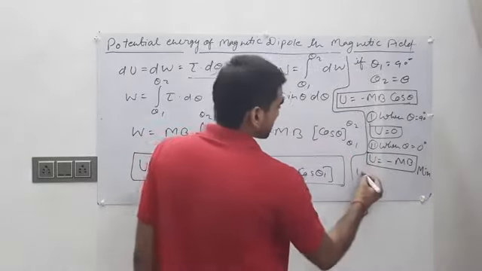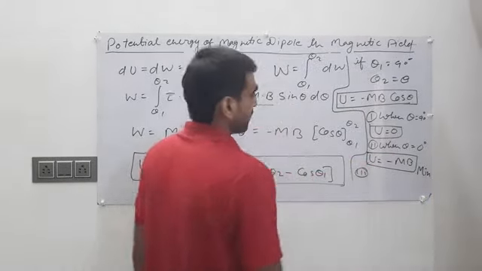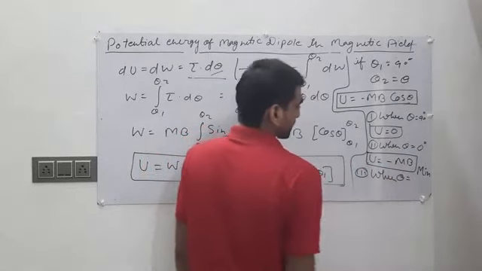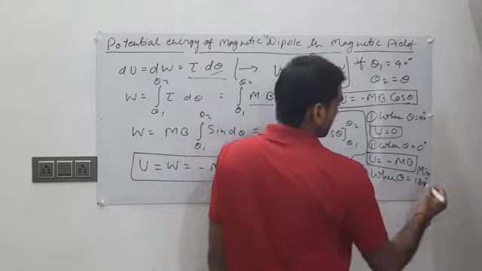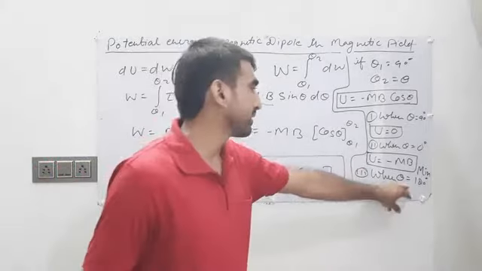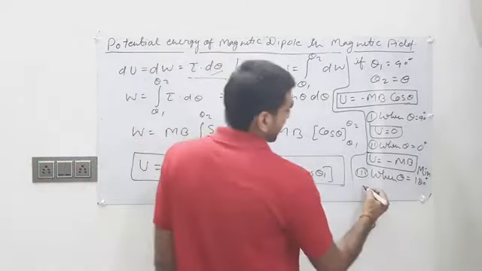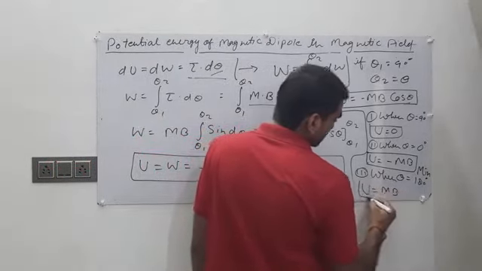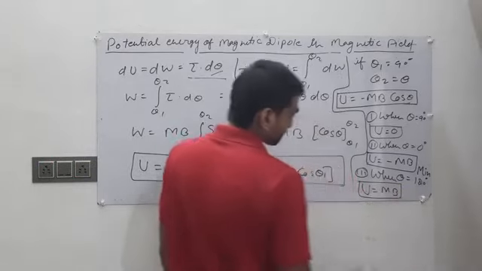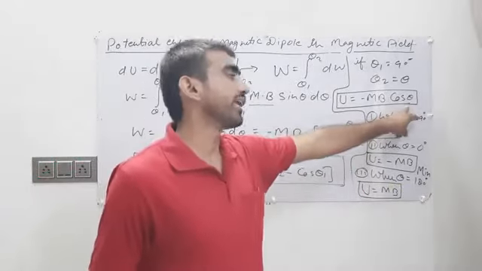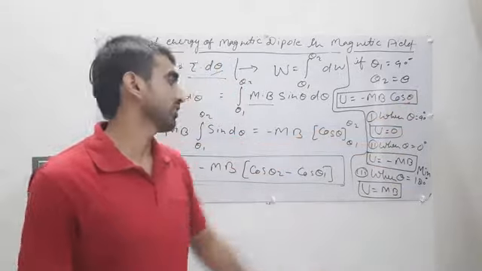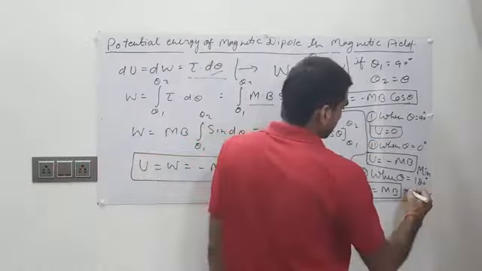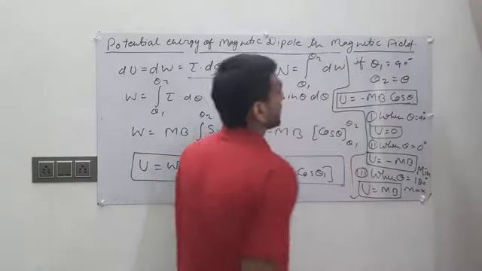The third case is when theta equals 180 degrees. When we put theta equals 180 degrees, we get our potential energy maximum. That means U equals m into b. There is no negative sign because cos 180 is minus 1. That's why we get our maximum potential energy at theta equals 180 degrees.